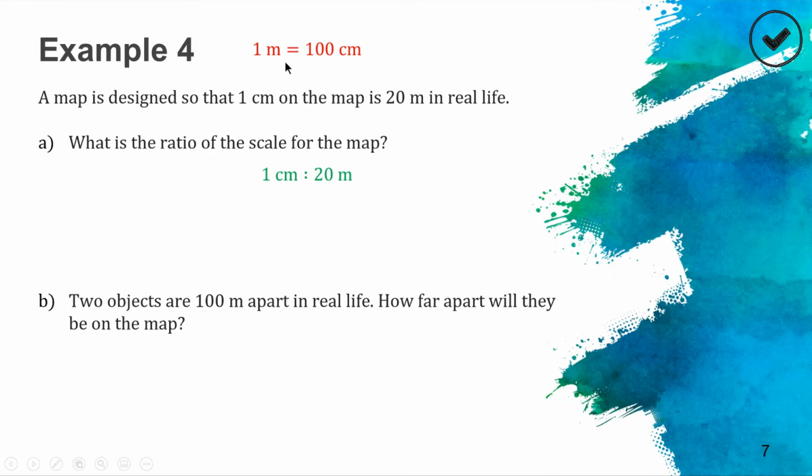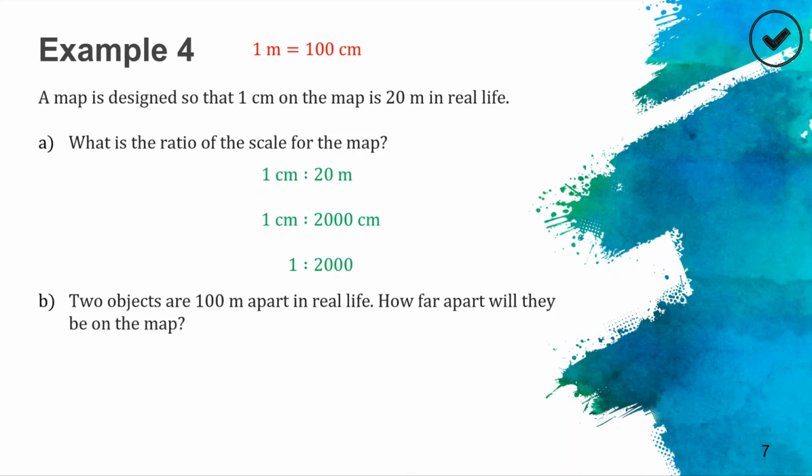So if we're converting from meters to centimeters, we're multiplying the number by 100. If we do 20 multiplied by 100, we get 2,000. So 1 centimeter to 20 meters is the same thing as 1 centimeter to 2,000 centimeters. Now both sides of the ratio are in the same units. We can just drop the units and say our ratio is 1 to 2,000. So whatever you measure on the map, in real life, it's going to be 2,000 times the distance.